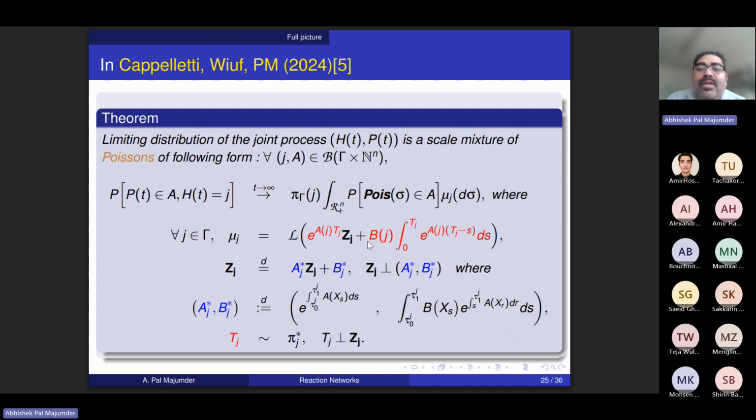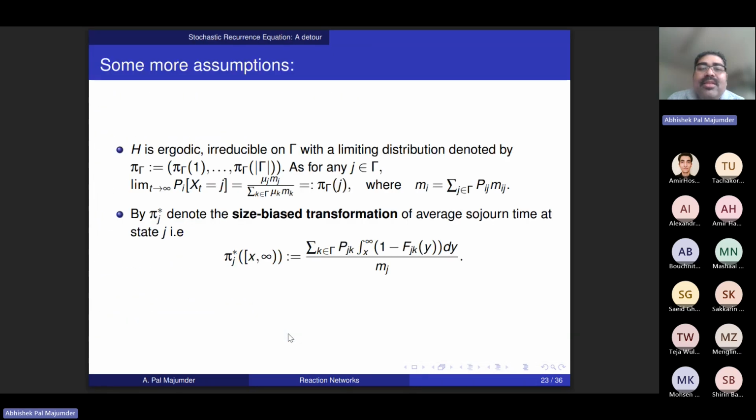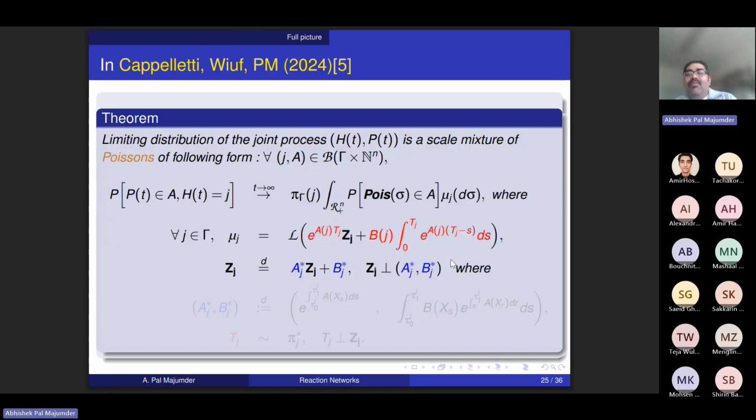And this blue, red part contains only one random quantity, called tj, which is the size bias transform of the aggregated sojourn times at the jth time point. And that has a distribution which I did not explain properly in the last slide, but it looks like that, and it is coming from the host species dynamics. So you have a structure of the limiting distribution that is explained like this.